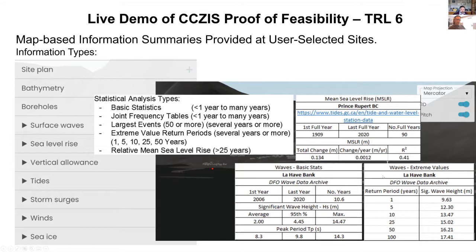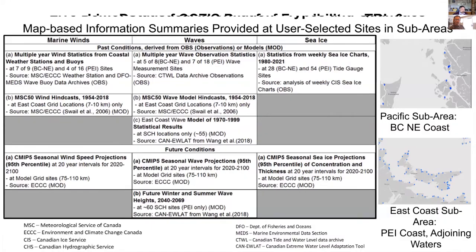On the right-hand side, we have an example of extremal wave return period. So we have the significant wave height that would be expected to return at the given return interval given on the left. So as you can see for this particular site, this ranges from 9.63 meters all the way up to 17.41.